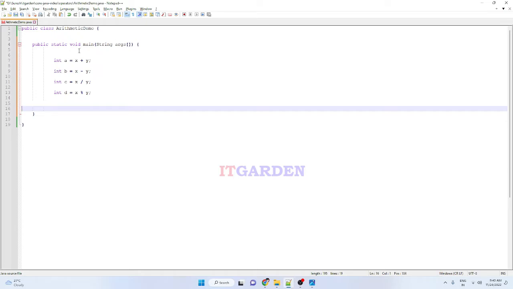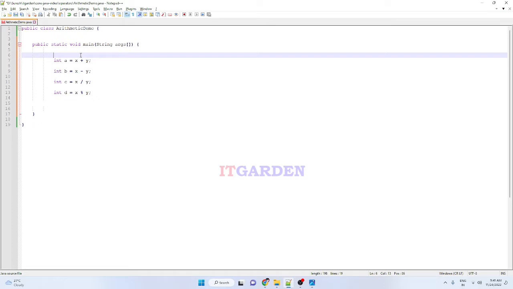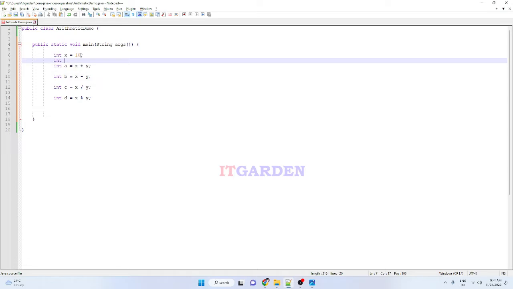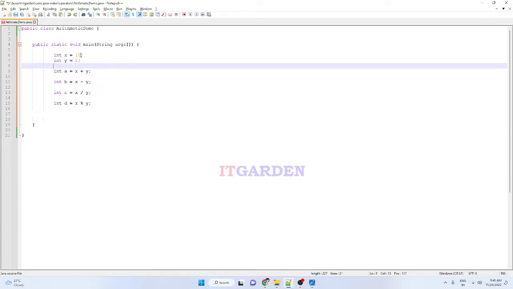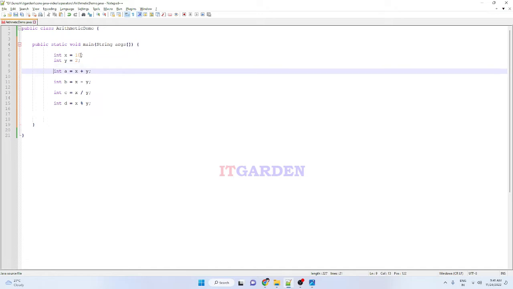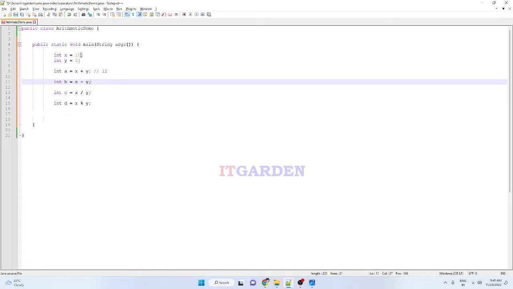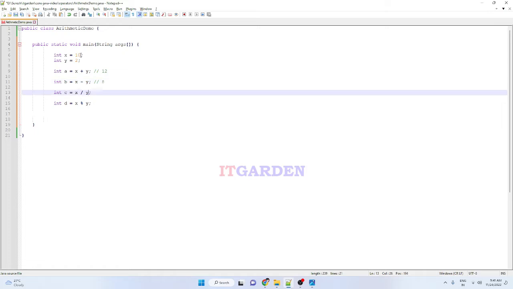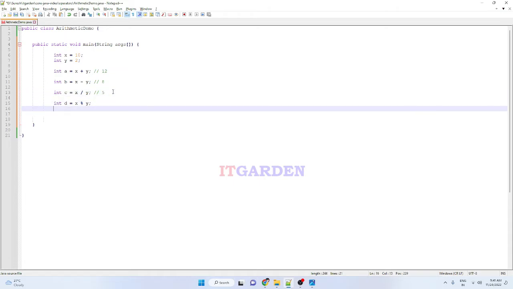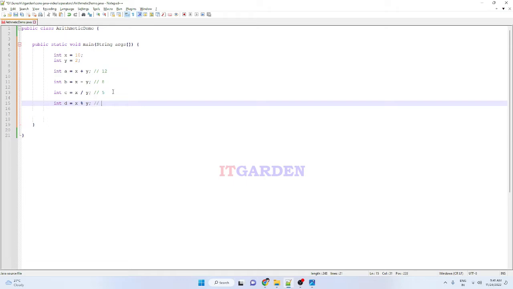Let me assign values to x and y. int x equal to 10, int y equal to 2. So 10 plus 2, what is the output? 12 will come. Then x minus y, 8 will be the answer. Then c, x divided by y, 5 will be the answer.